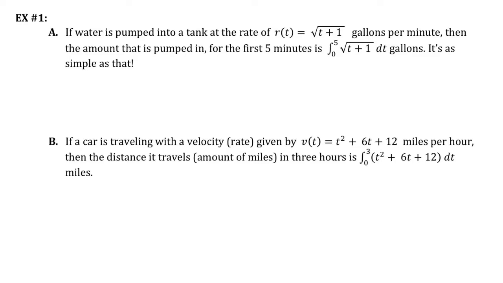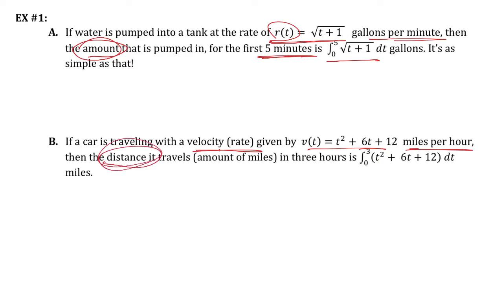So here in example 1, if water is being pumped into a tank at this rate per gallons per minute, then the amount of water, so you're looking for an amount that is pumped in for the first 5 minutes, is this. That's all you have to do, is integrate that rate. And the same is true, Part B is another good example. So we're talking about velocity, and it's in miles per hour. So if you want to know distance, then you're going to integrate that rate.